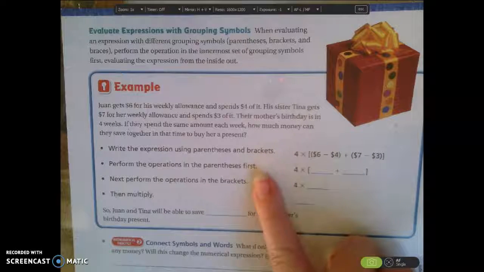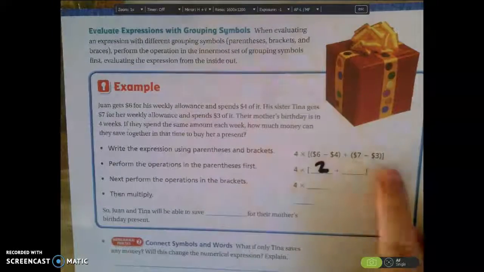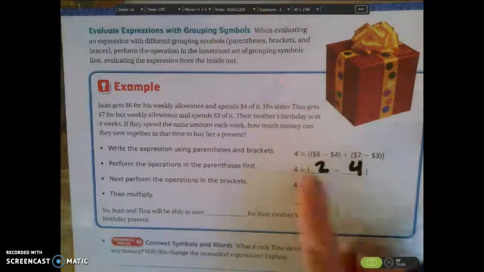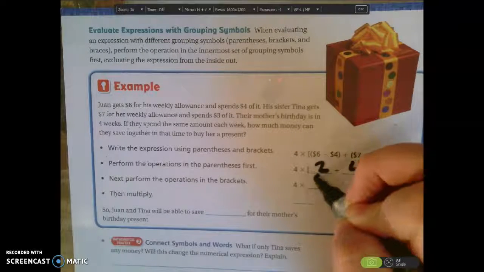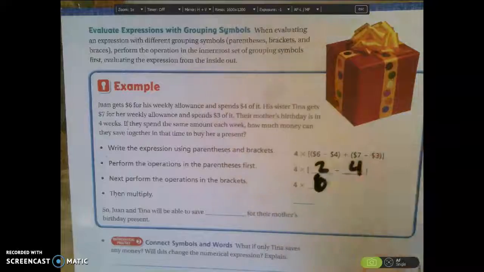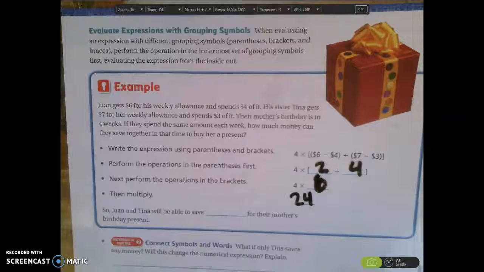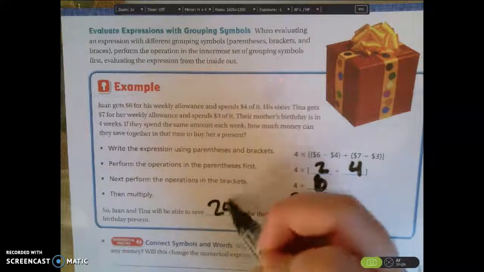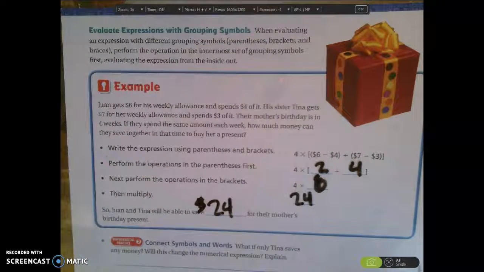Then you're going to perform the operations in the parentheses first. So I'm going to do 6 minus 4, which is 2, and 7 minus 3, which is 4. Then I'm going to do what's inside the brackets. So we have 2 plus 4, and that is 6, and then 4 times 6, which is 24. So Juan and Tina will be able to save $24 for their mother's birthday present.